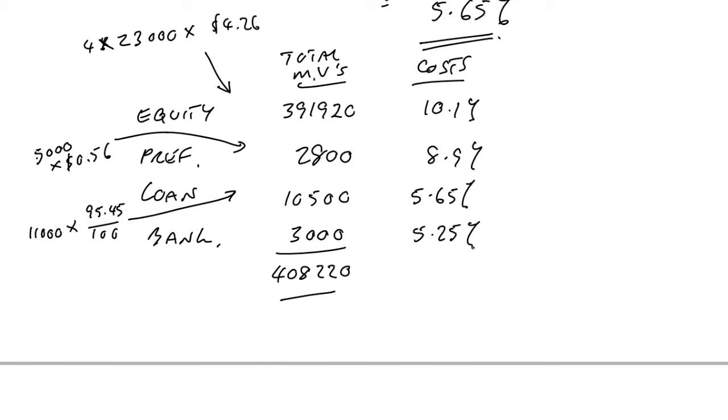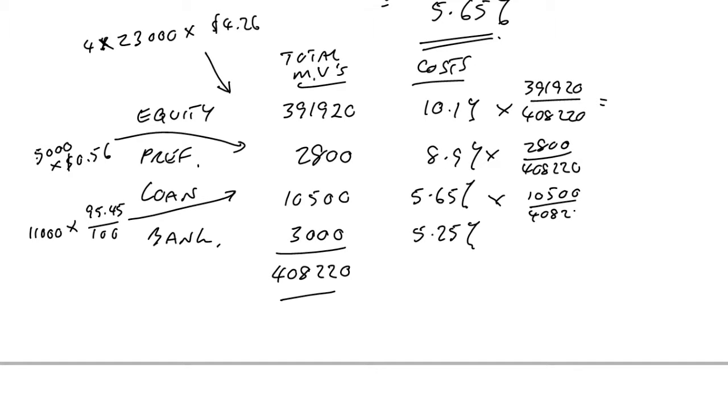And so the weighted average, you do your weighting whatever way you like, whatever way you've learned, but again, there's only one right answer. Equity, a total of 391,920 out of a total of 408,220. Debt, 2,800 out of 408,220. The loan, 10,500 over 408,220. And finally, the bank, 3,000 out of 408,220.